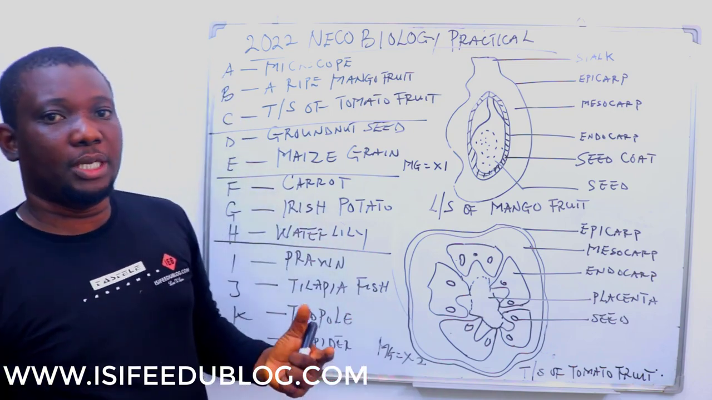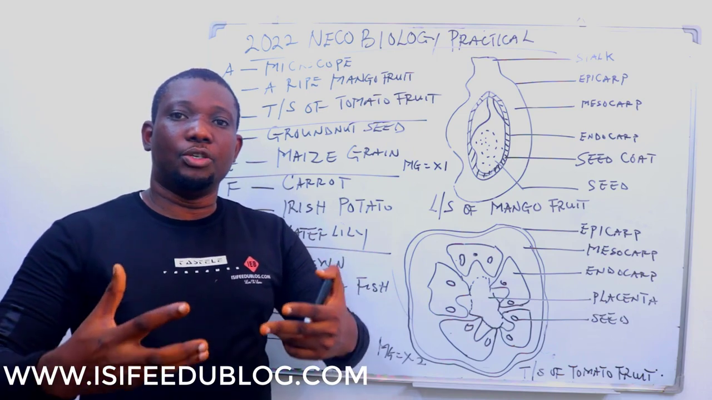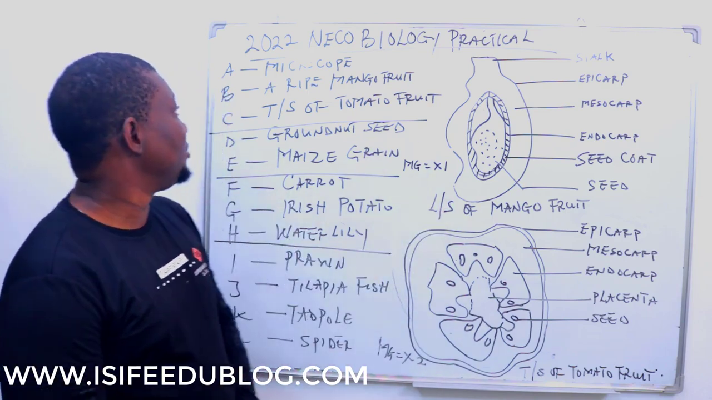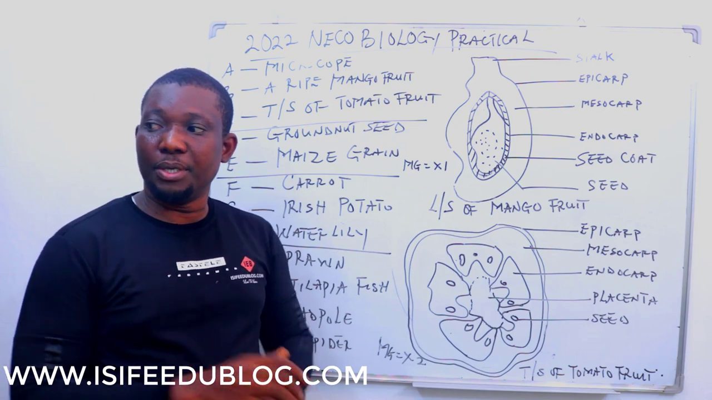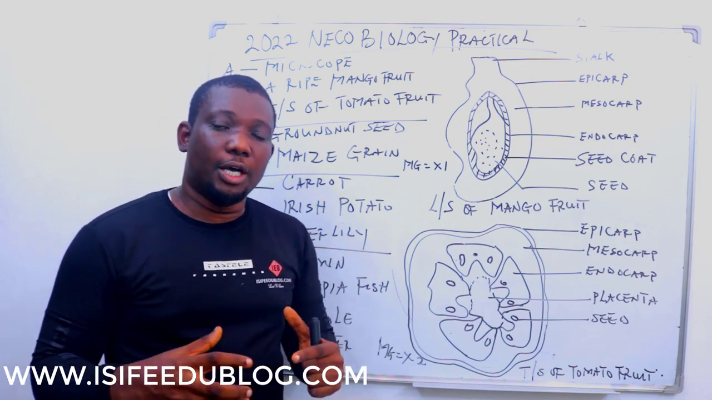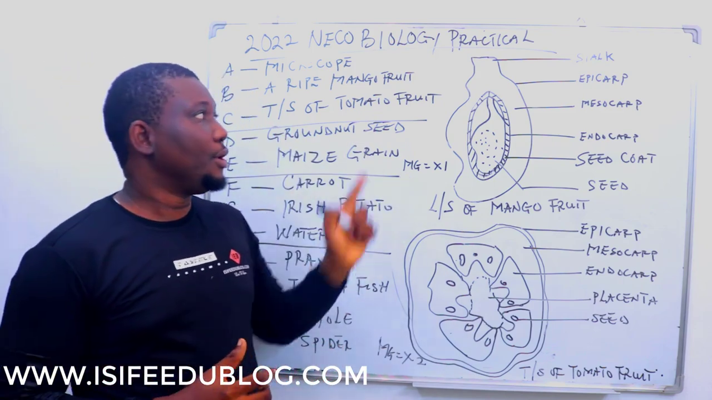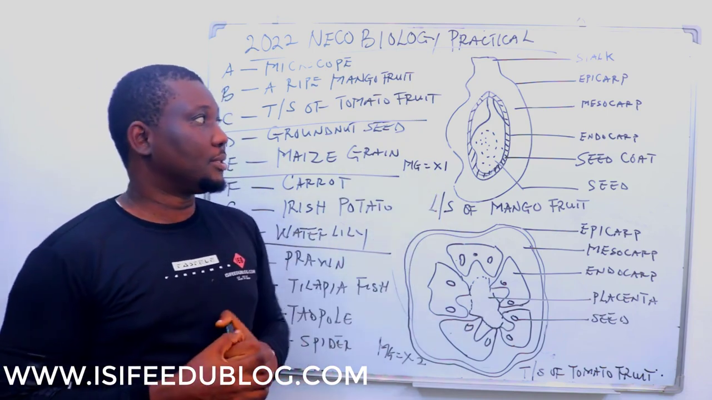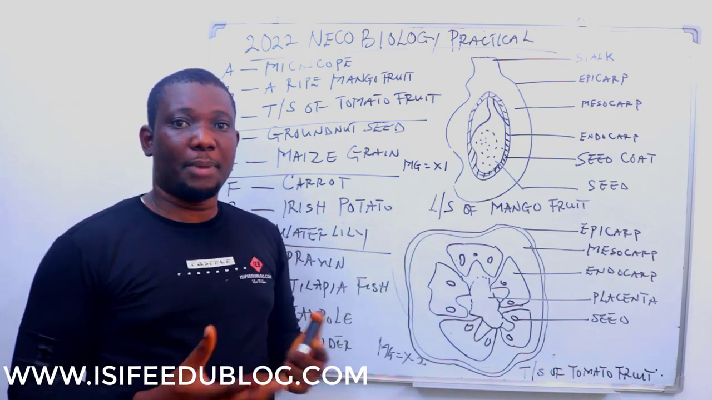The question may be this way: can you state the observable structural feature of specimen B? What do you observe in specimen B? If you look very well, since they say it's a ripe mango fruit, I have to state the color of this fruit on the board. What is the color of your ripe mango?